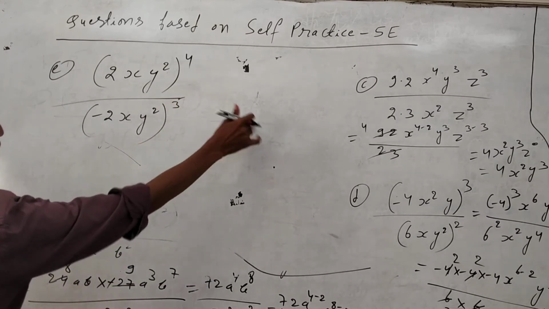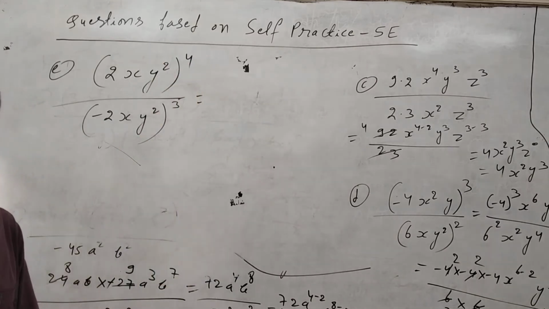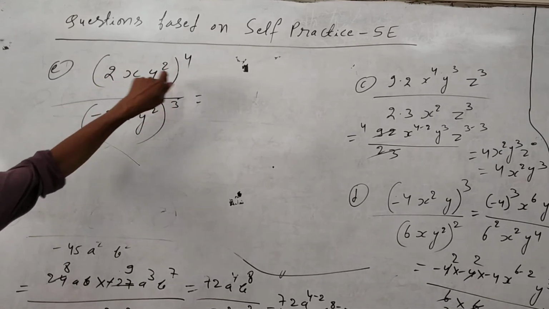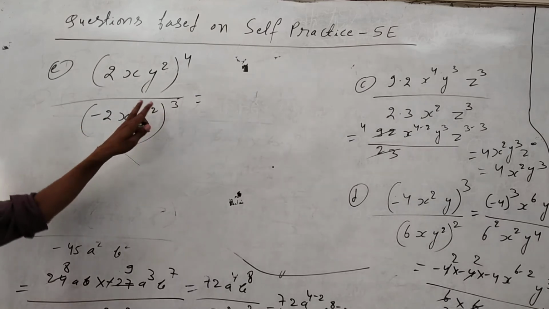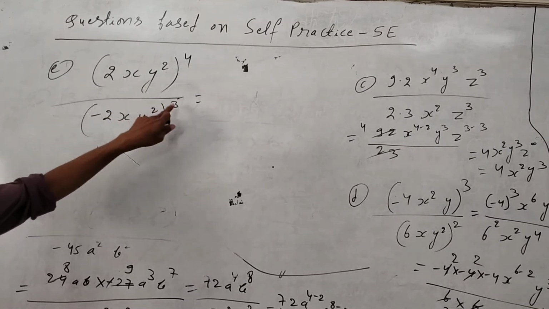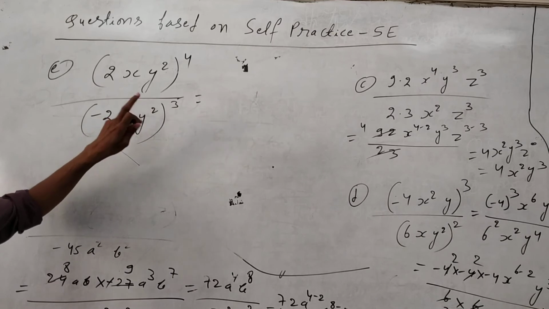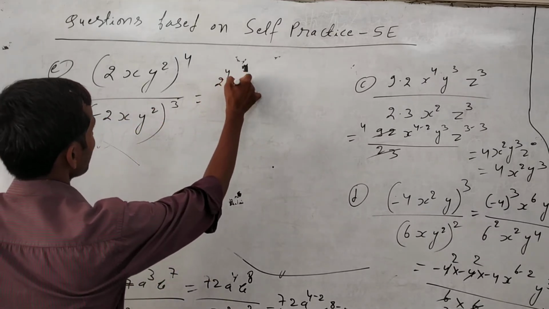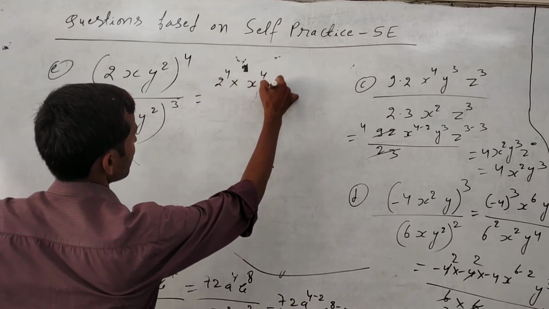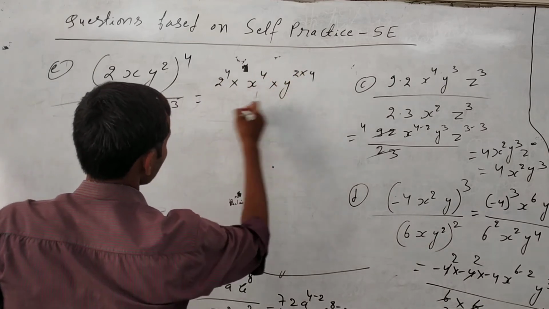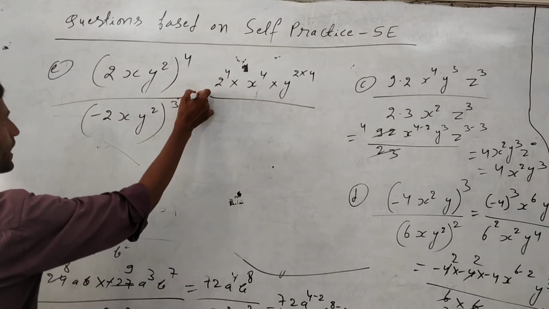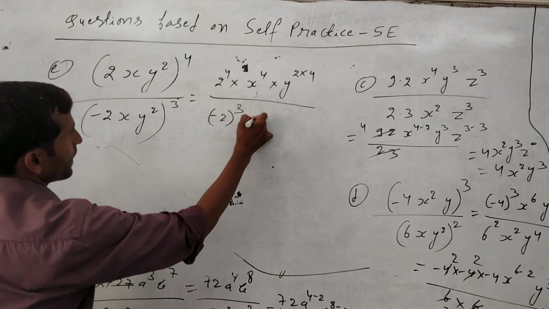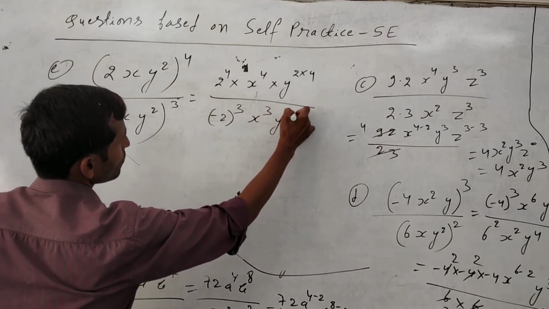In this case, first of all I will remove this small bracket, means this power will come here also and here also. It will affect everything inside. Again we will remove this small bracket, then minus 2 power 3 will come, x power 3 will come, y power 2 into 3, 6 will come. So 2 power 4 will come here, x power 4 will come, and y power 2 into 4 will come. Next, in the denominator minus 2 power 3 will come, and x power 3 will come, and y power 2 into 3 will come.